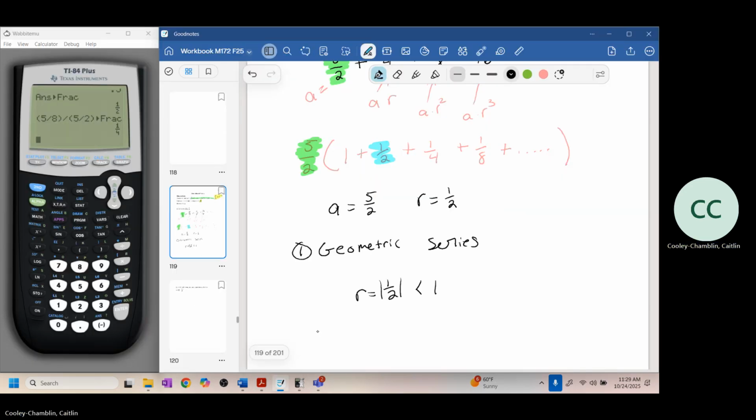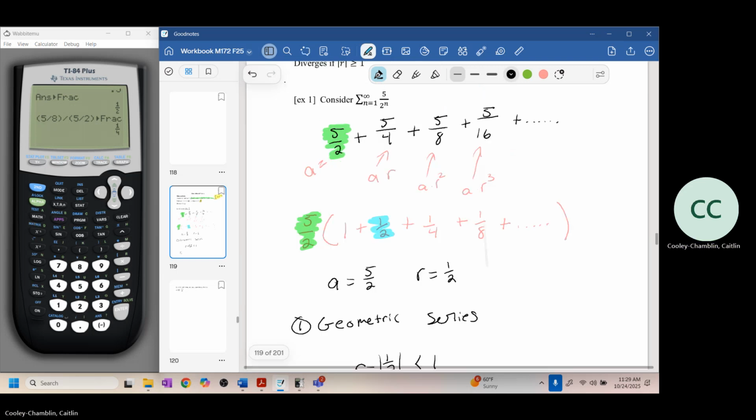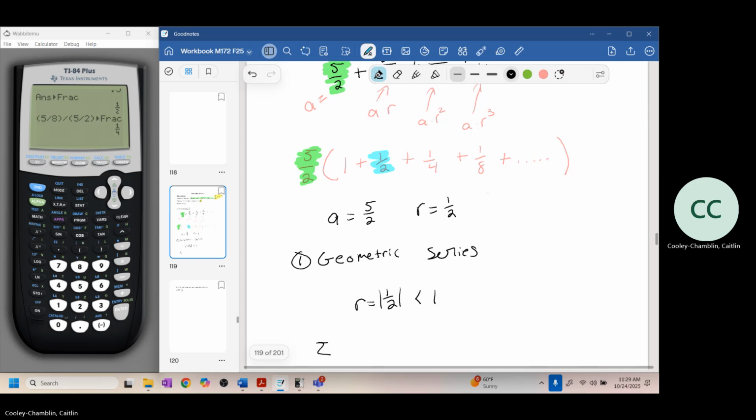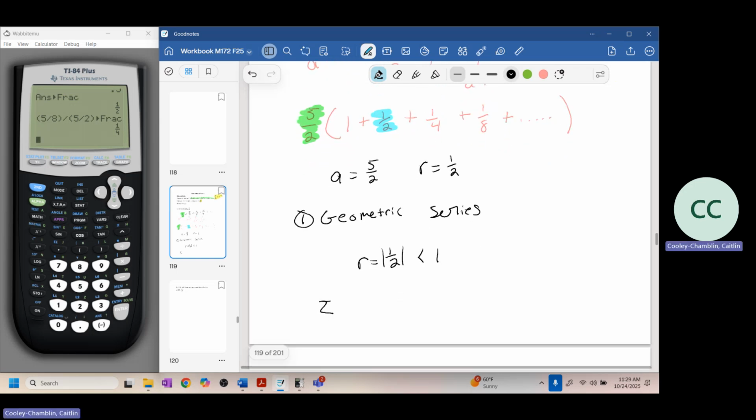So the summation of 5/2 to the n from n equaling 1 to infinity converges.